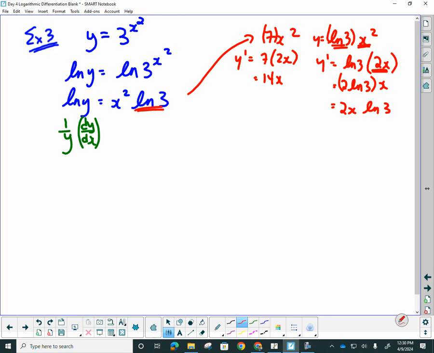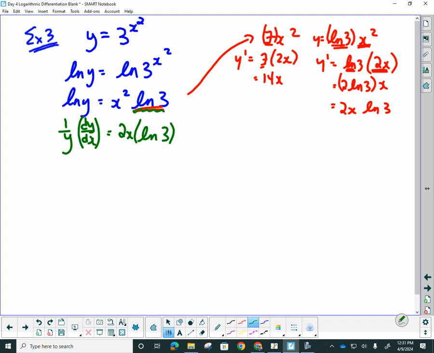Just like the derivative of 7x squared, the 7 stays there, ln 3 stays there. Differentiate the x squared part and multiply as we can. So on the right-hand side of this, this becomes 2x ln 3. It's not a product rule because this is not a function, it's a number.